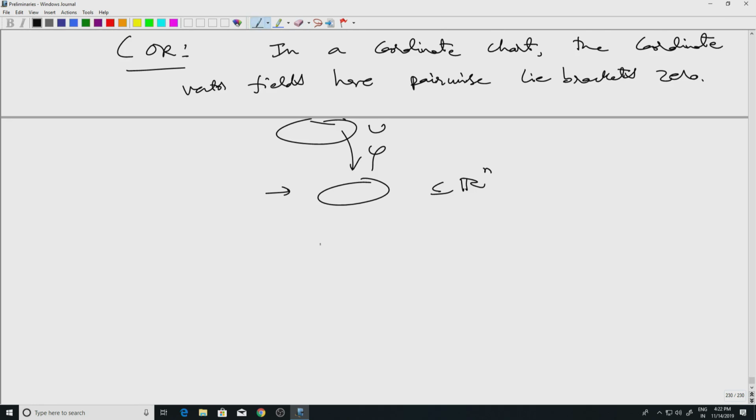We have a frame on Rn, so we have del by del xi at each point. When we pull this back to the manifold using the diffeomorphism phi, we get vector fields on this open set U, which we called coordinate vector fields. So the coordinate vector fields on U are basically defined at the point P.